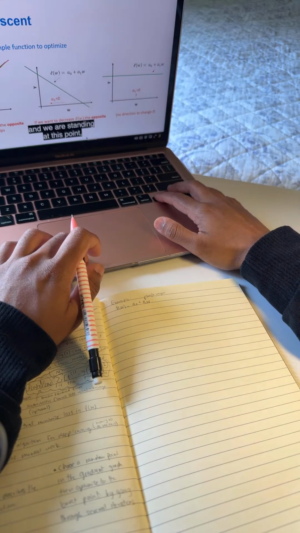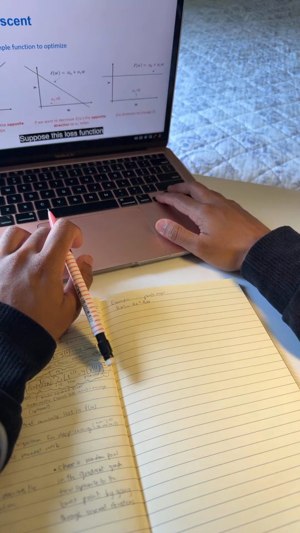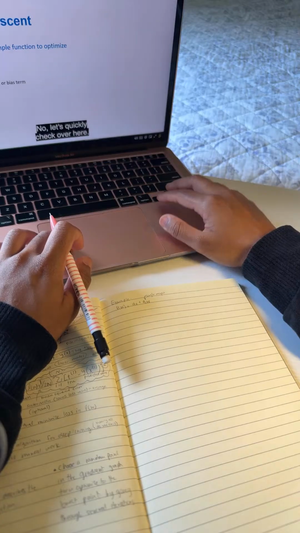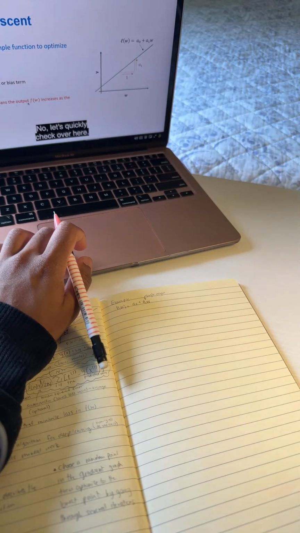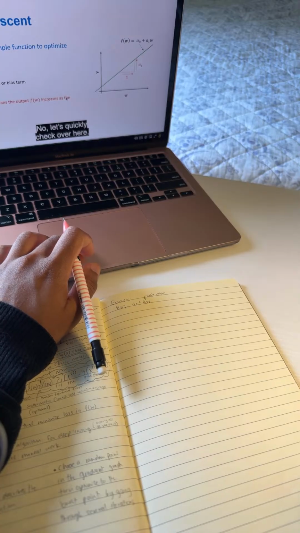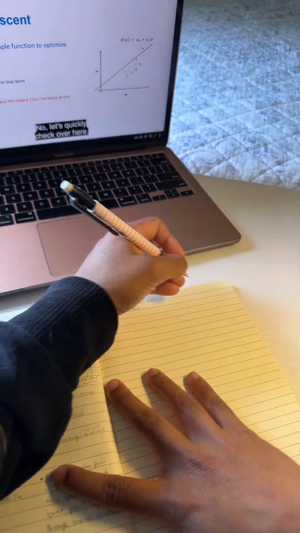And we are studying a single scalar. This is the loss function. So now let's quickly check in. If a1 is positive, it means the output fw increases as input w increases. Oh, so a1 is the y value.